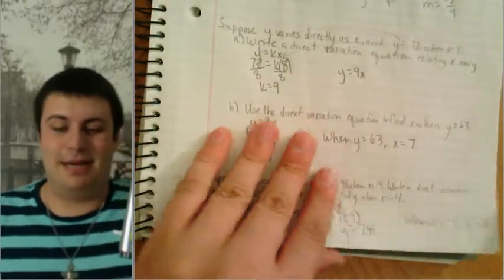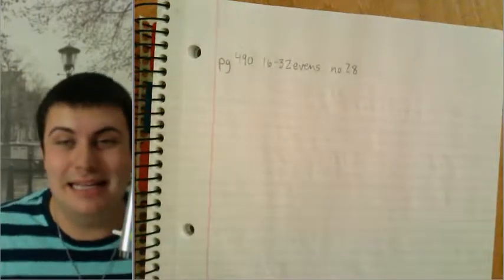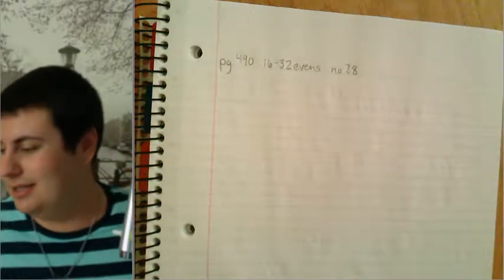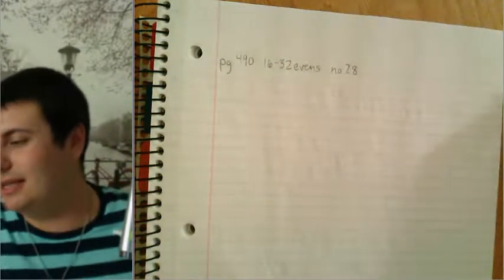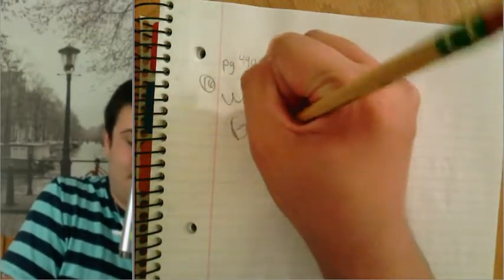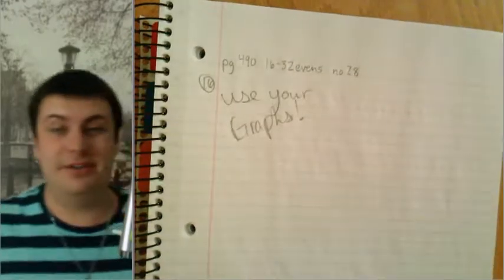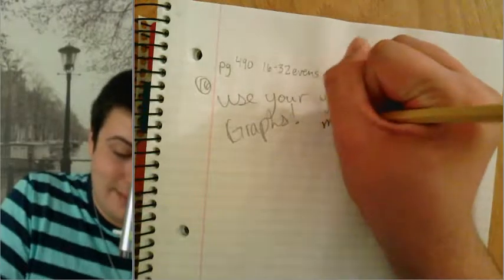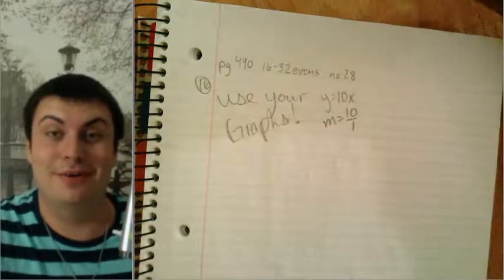All right? So for our practice problems, we're going to look on page 490, 16 through 32 evens, no 28. Looking at 16, use the graphs that you're given. And also make sure you write your slope as a ratio. So we see y equals 10x. That means our slope as a ratio is 10 to 1. And we'll move and follow the steps. Have fun with direct variations.